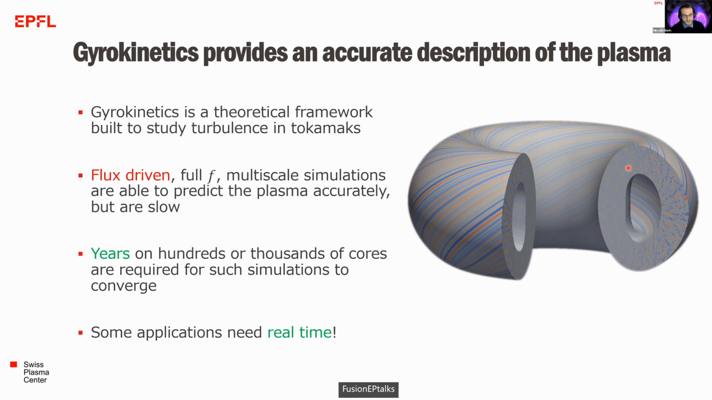And with monstrously slow, even just the gyrokinetic part can take years on hundreds, if not thousands, of cores for each simulation. So this is okay if you have to do one simulation, but usually for applications, you need to do multiple simulations. You want to do scans of different parameters. You want to do optimizations. And sometimes you even need real time, for example, for control purposes. So how do you go from years to real time?